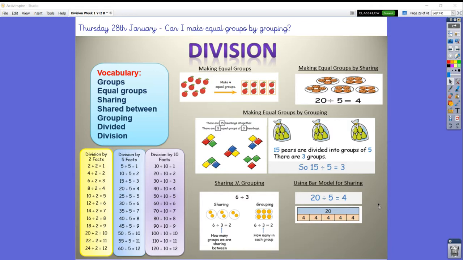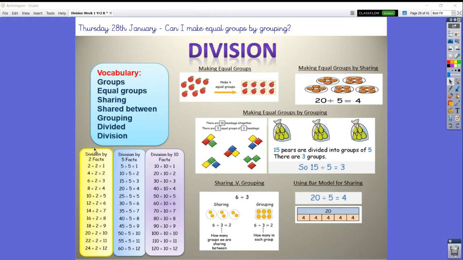So we're going to be looking at making equal groups by grouping, a slightly different method to sharing. So let's go over our top sheet. Our vocabulary was groups, equal groups, sharing, share between, grouping, divided and division. And we're going to be making our equal groups, and then we've had a look at making equal groups by sharing. Today we're going to focus on grouping, and then we'll need to look at when we use sharing and when we use grouping. And if we need to, we'll link it to the bar model.